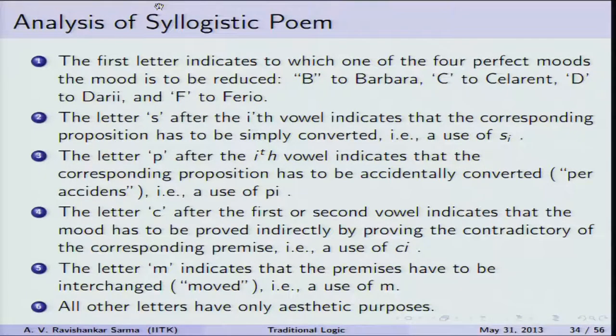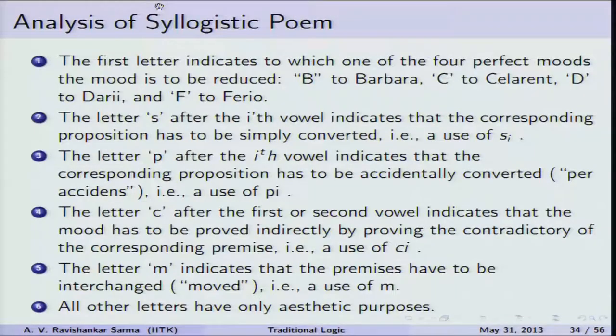So that means you will see where the major premise occurs. The major premise should always be stated first, followed by a minor premise, and then a conclusion. Usually it is an interchange of premises, and nothing much is involved in that. All the other letters such as T and P that you have seen in the syllogistic poems are only used for aesthetic purposes, to help in remembering the words.